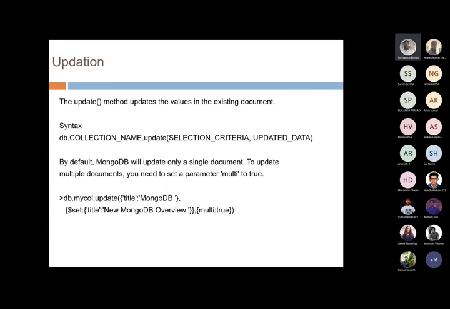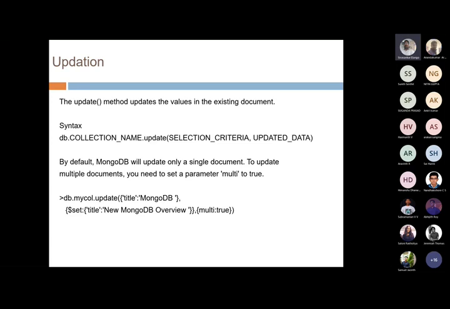It is possible to update the key value pairs in an existing collection. So db.collection name.update. You are going to update the MongoDB title. Initially the title is MongoDB. You are going to set the title as new MongoDB overview, and multi true. Multi true means you are going to update it across multiple documents. We have this multi option set to true.